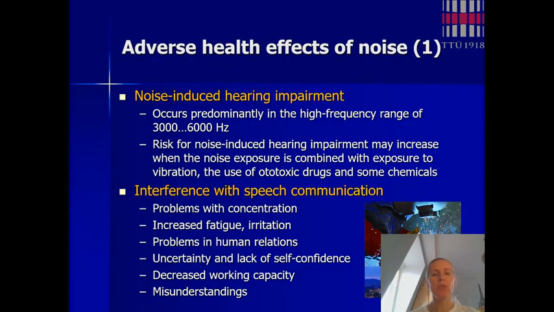So as we discussed shortly before, we mainly consider noise as the main source for noise-induced hearing impairment. And as I said, the hair cells are more sensitive in high frequency range. So noise-induced hearing impairment first occurs in the high frequency range of 3000 to 6000 Hz. And it is important to remember that risk for noise-induced hearing impairment may increase when the noise exposure is combined with other exposure, such as exposure to vibration, but also the use of ototoxic drugs or other chemicals. Ototoxic chemicals are those chemicals which also impair our hearing.